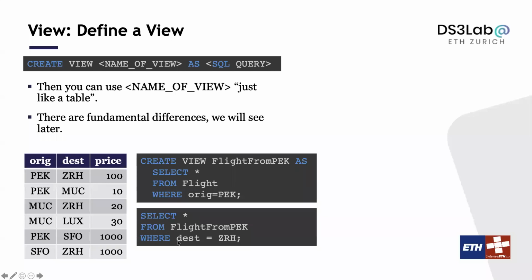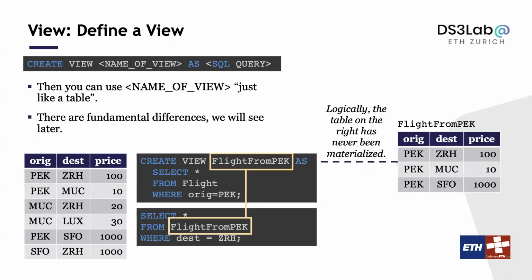Okay, you can query this. You can select from this view where destination equals Zurich, right? And this one will give you this tuple. And then logically, this view, given this input, is going to look like this. Okay, but the difference is this table on the right-hand side is never materialized. Okay, so whenever the user is using this view, the system is going to run that query for the user.